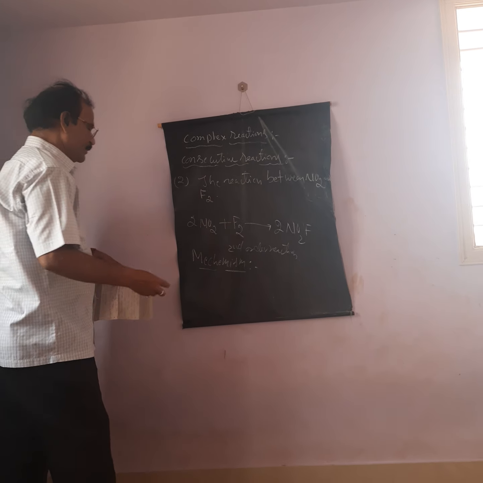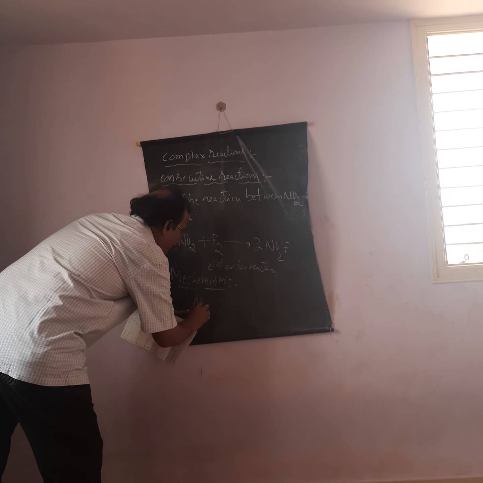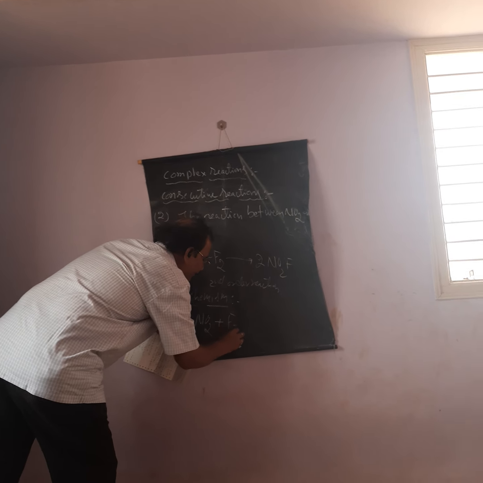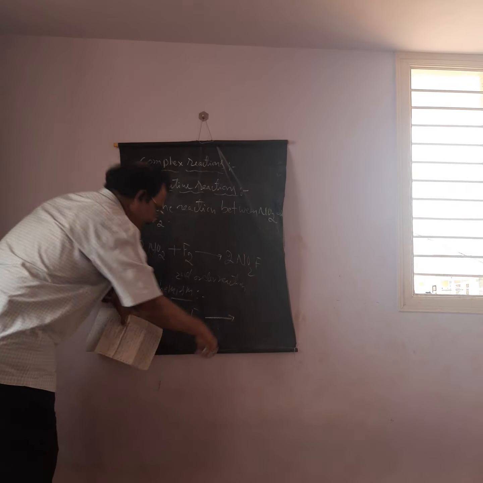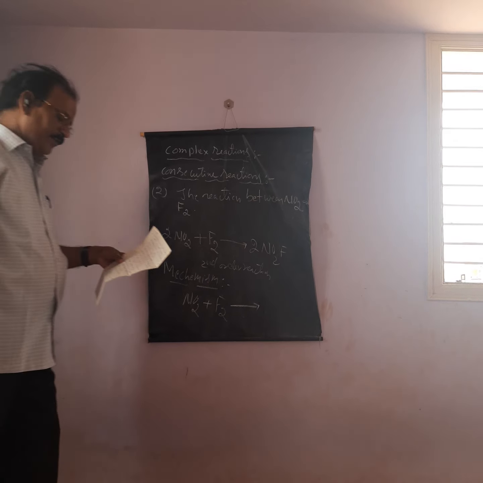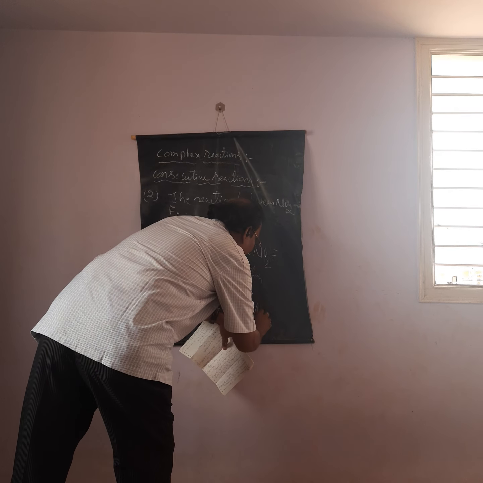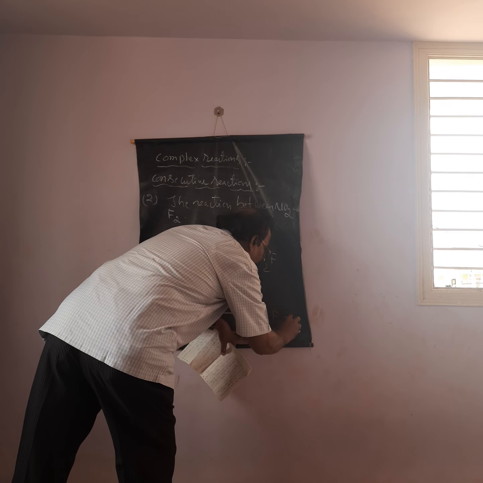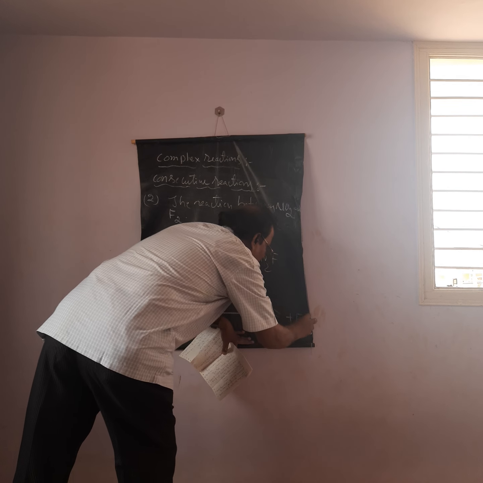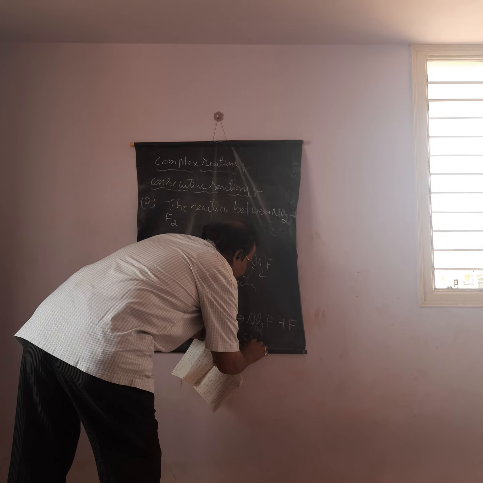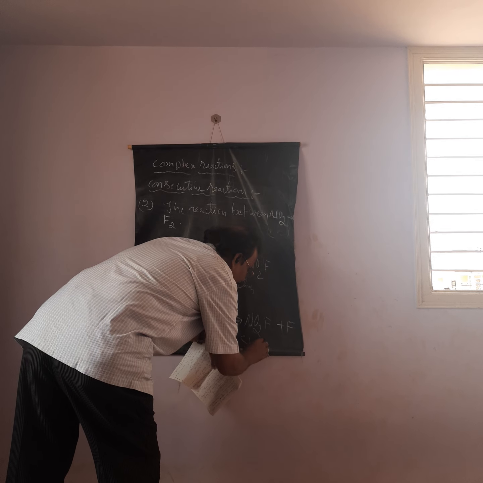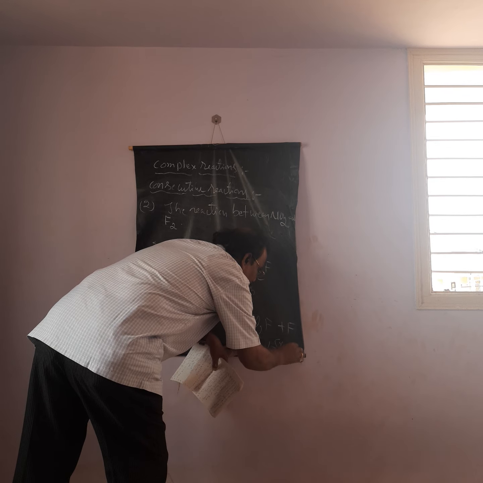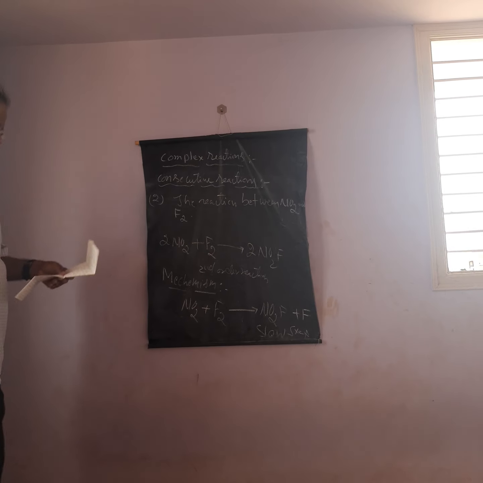The two steps. First, NO2 plus F2 gives us NO2F plus F. So it is a slow step.